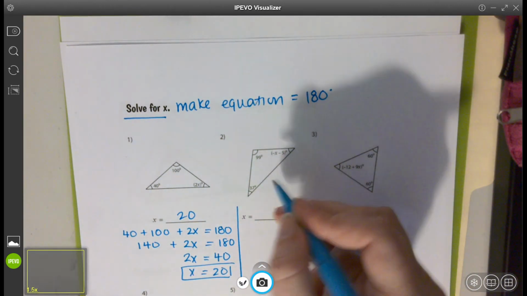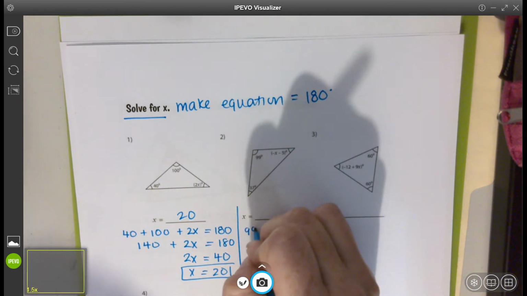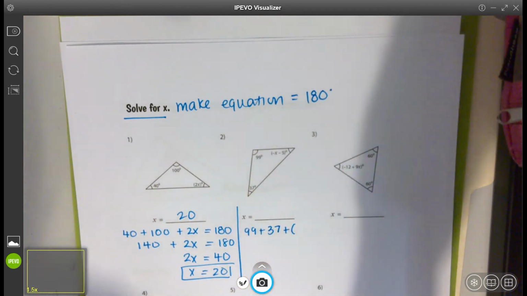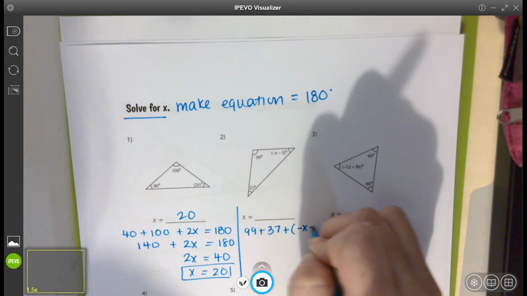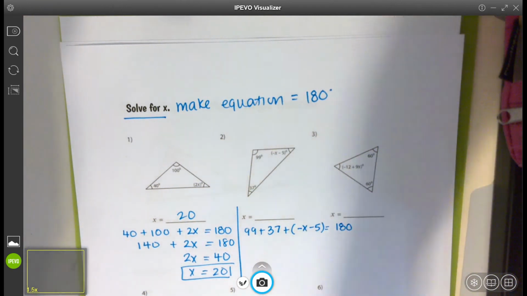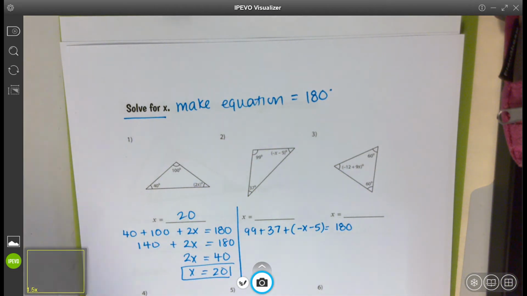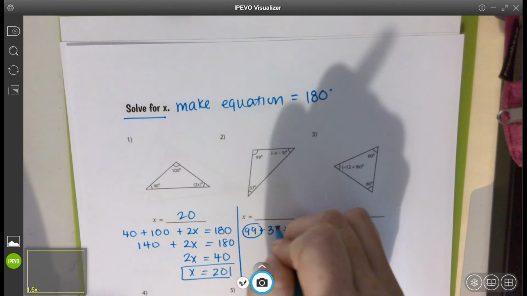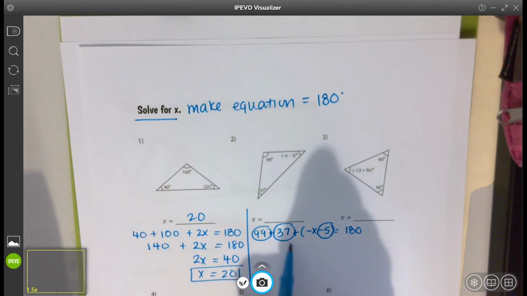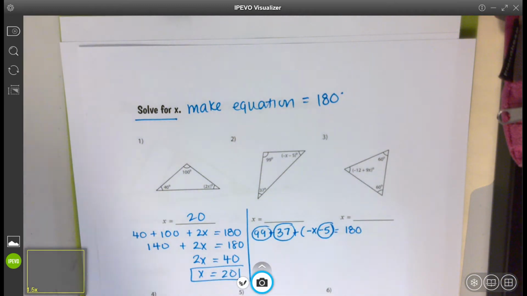The next one, we have our three angles. So here we have 99 plus 37 plus, and I'm going to keep the parentheses there, negative x minus 5 equals 180. All right, so now I'm going to combine like terms. So here are my like terms: positive 99, positive 37, and negative 5. Remember, your signs go with the number to the left. So we want to make sure we keep our signs there.